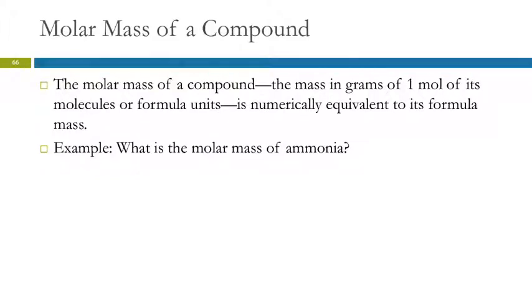Okay, so that's a formula mass. What's the molar mass? The molar mass of a compound is the mass of 1 mole of the compound, just like the molar mass of an element is the mass of 1 mole of the element. So it's the same number as the formula mass, but the unit is different. It's grams instead of atomic mass units. So what's the molar mass of ammonia?